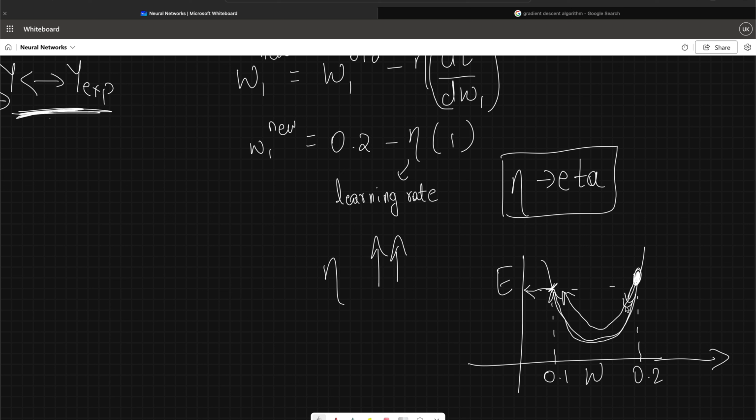So you have to take small steps, or very small steps, until you reach this point. Assume the value turns out to be 0.15, at which point your error turns out to be close to 0.01, something like that.